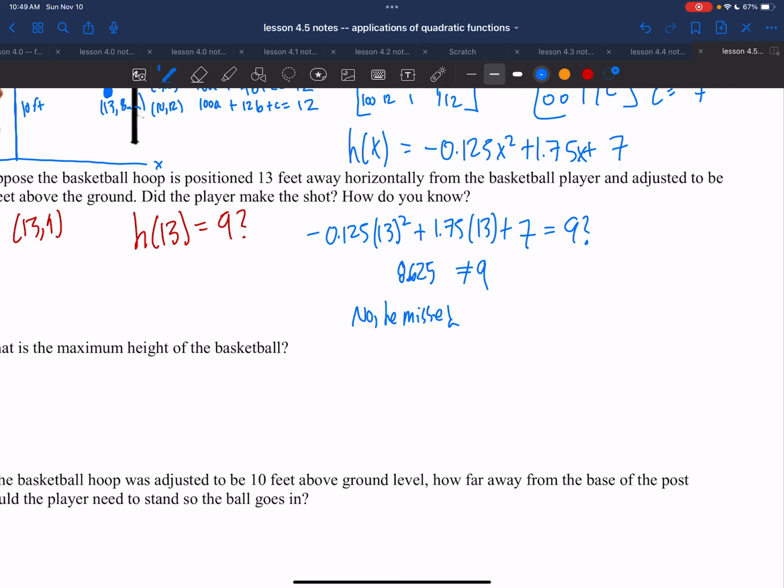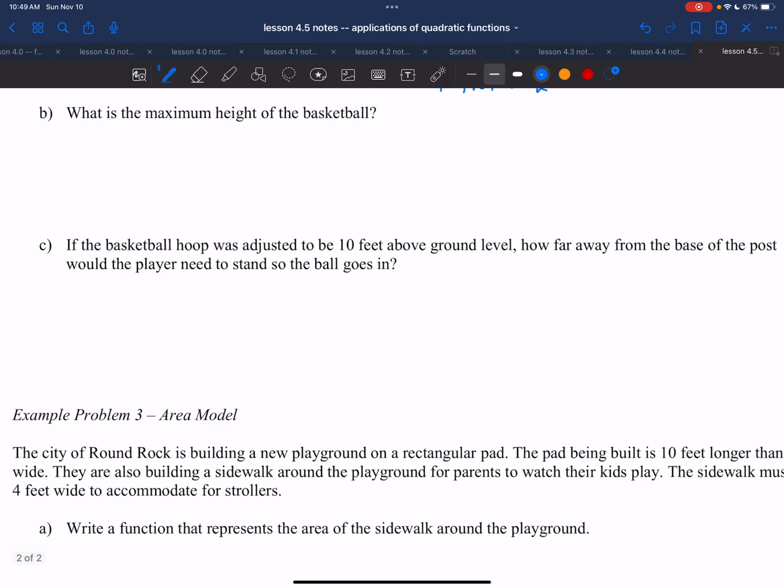Alternatively, you could set the function equal to 9 and use the quadratic formula to see if x was 13, but that's harder, so I'm not going to do it that way.